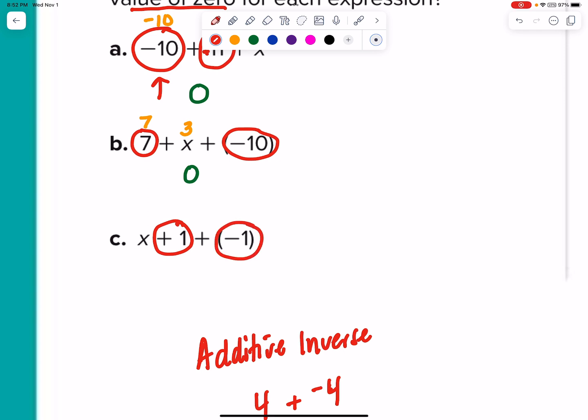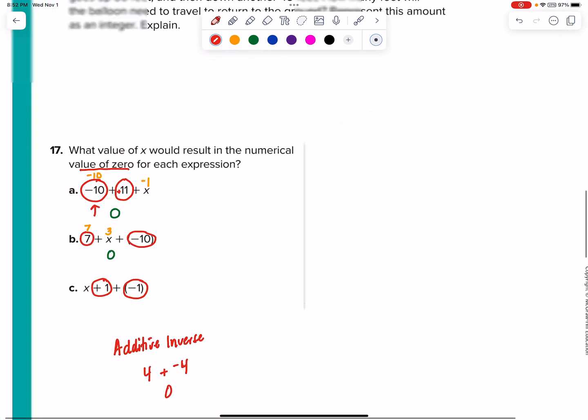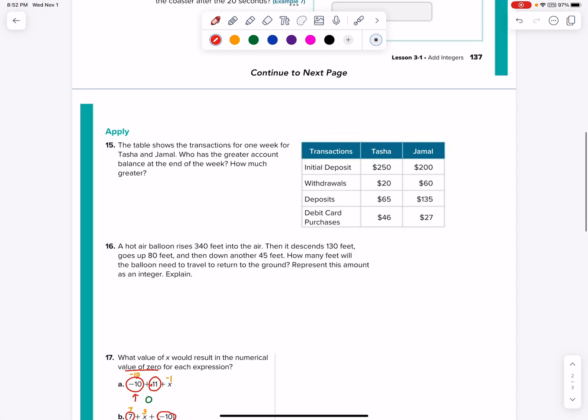Interesting. So I guess what would x have to be? Those are already 0. So what would x have to be for it to stay 0? You can go ahead and enter that yourself. Okay, and then we can talk about it tomorrow.